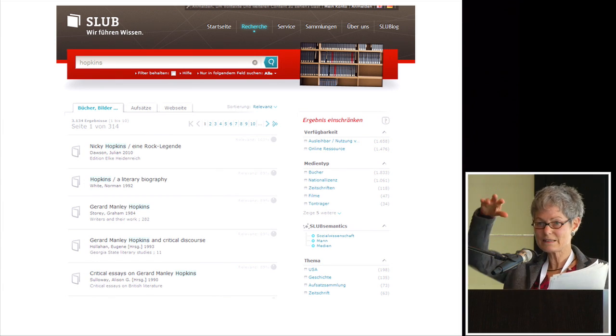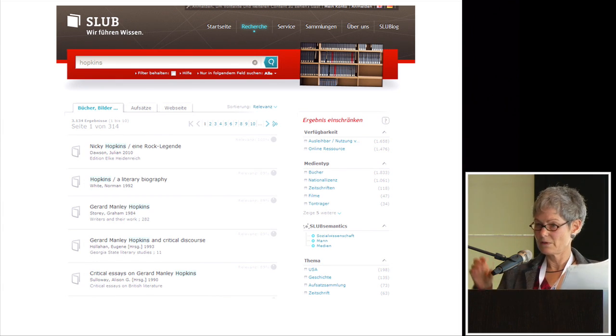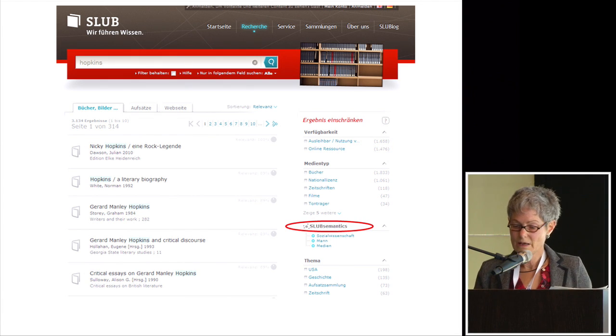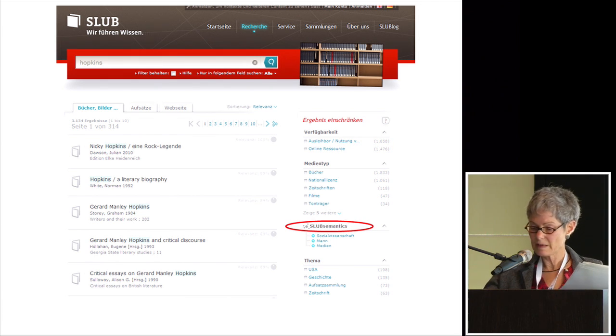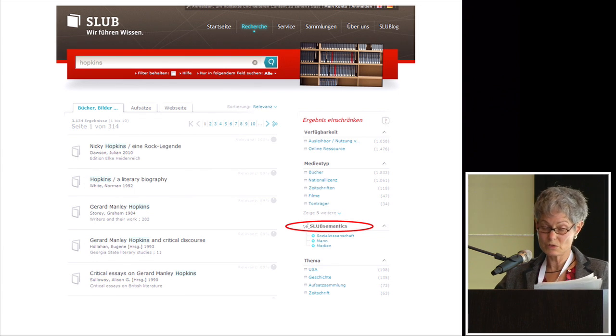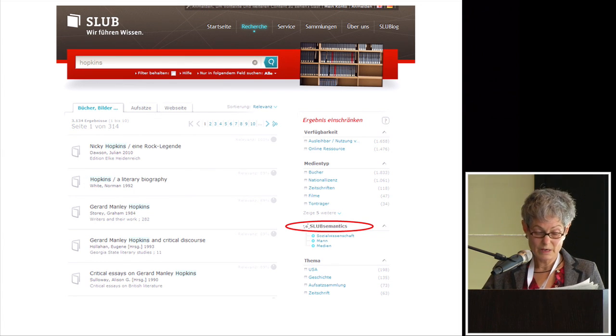Perhaps you can't read it in the back. It's what is surrounded in red, the red circle, says SLUB Semantics. Now, this library seems to be proud of some search term feature. The customer does not know how he or she can benefit from it, but is certainly told who invented it.